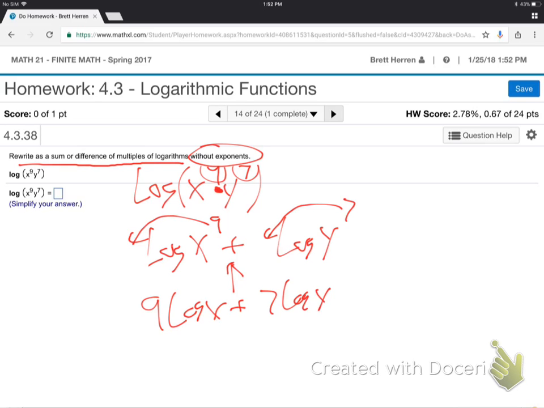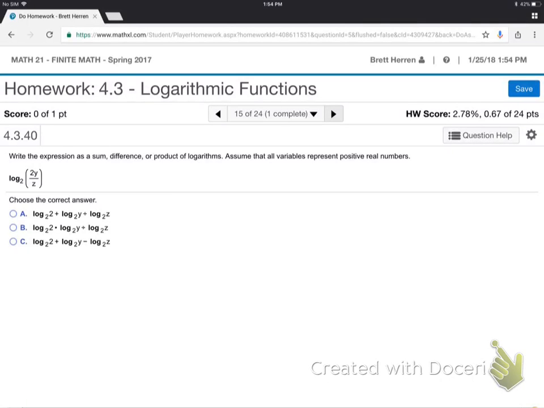Good. All right. Okay, so now they're giving me log of 2y over z. I should have made that bigger. Well, let's write it bigger. 2y over z. And they want us to break that apart into lots of logs. So try that one. Break that apart. It's going to become three logs, as you can tell.